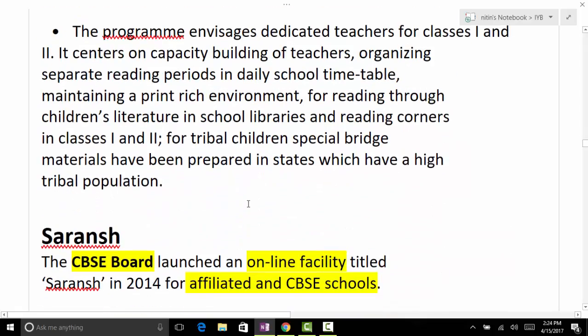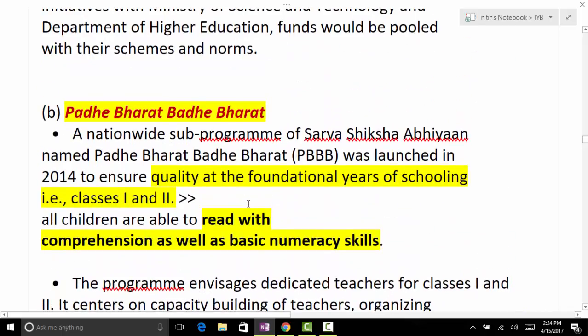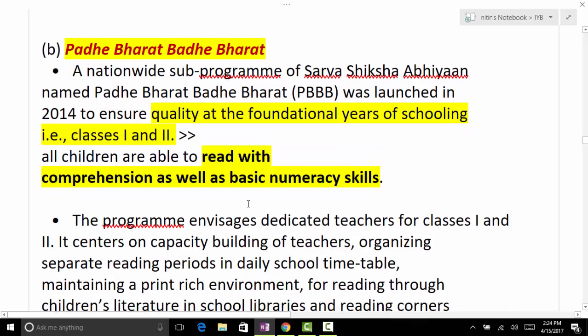Saransh, yes, Saransh that is left. What is Saransh? Performance summary or CBSE report. Okay, it is a summary of the school, of the students as well, helping in the evaluation and comparison of different schools and different students. And there is Padhe Bharat Badhe Bharat, an important initiative. Tell me what it is. First, second class.